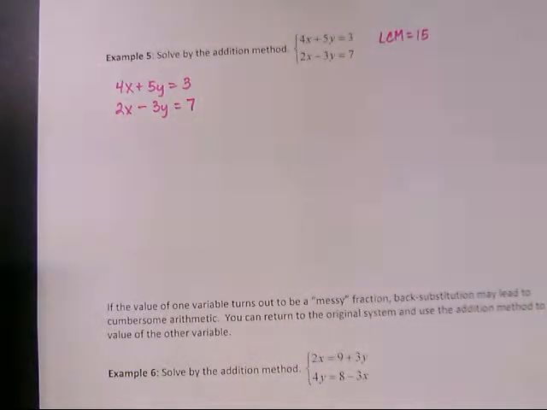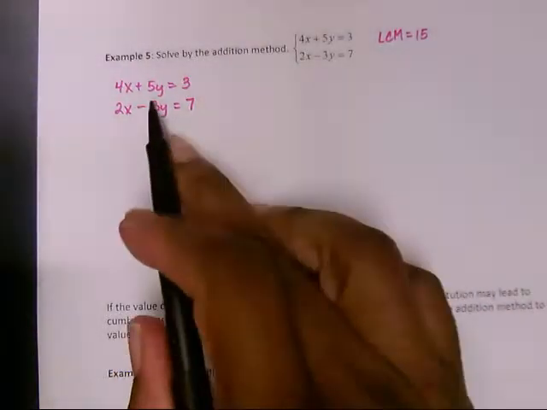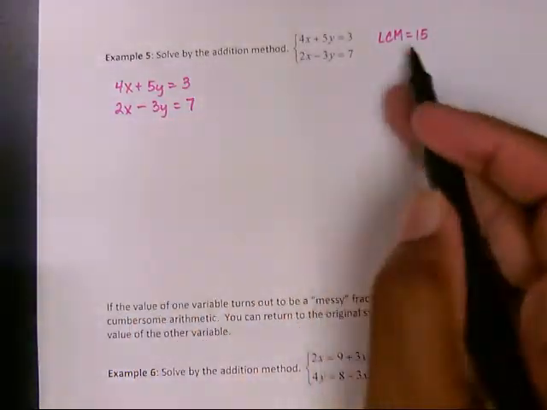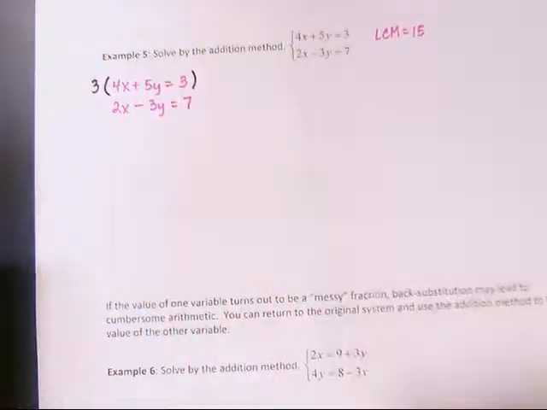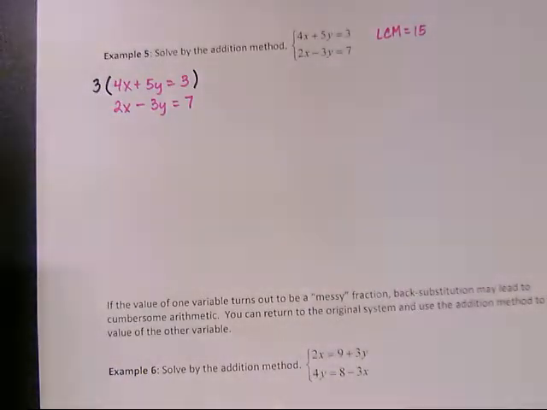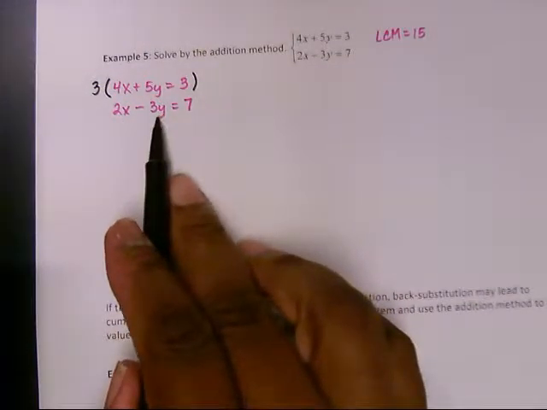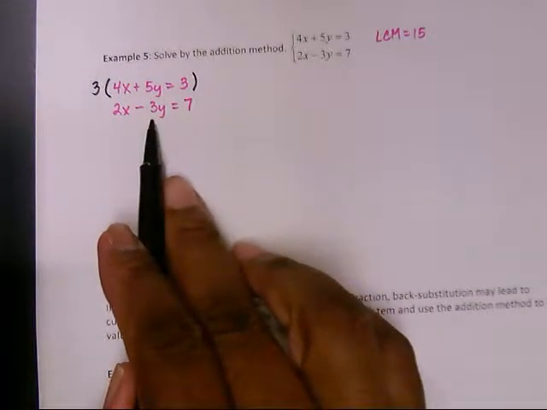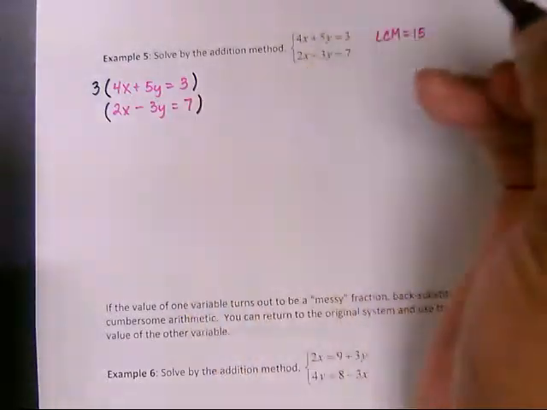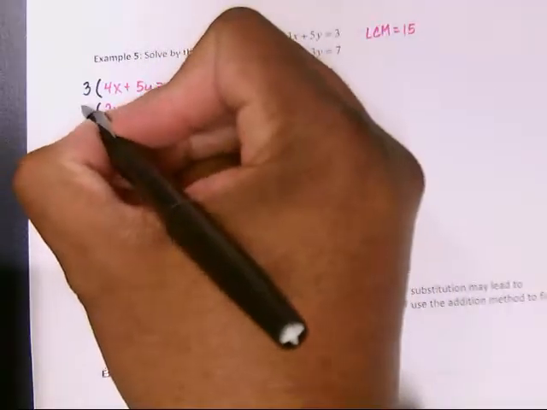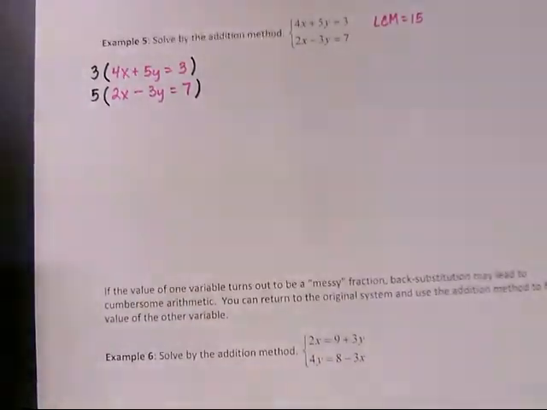So, for the first equation, if I want that 5y to be a 15y, I need to multiply that first equation by, in this case, 3. And for the second equation, if I want to make that minus 3y a minus 15y, I need to multiply that bottom equation by 5. Okay.